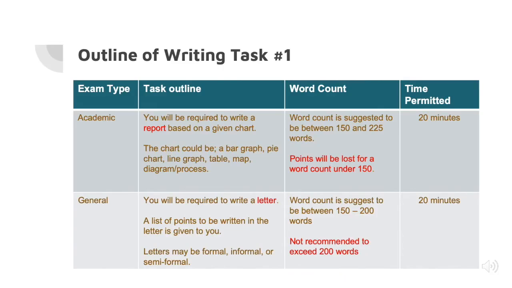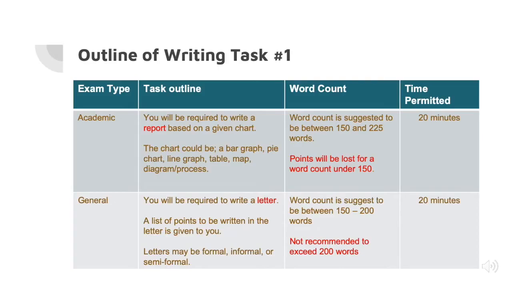Outline of writing task number 1. For the academic, you will be required to write a report based on a given chart. The chart could be a bar graph, pie chart, line graph, table, map, or diagram or process. The word count is suggested to be between 150 and 225 words. Points will be lost for word count under 150. You are permitted 20 minutes in this section to write.